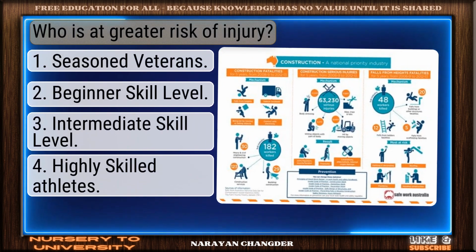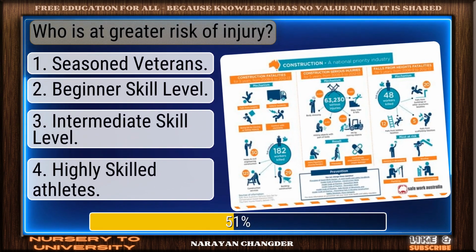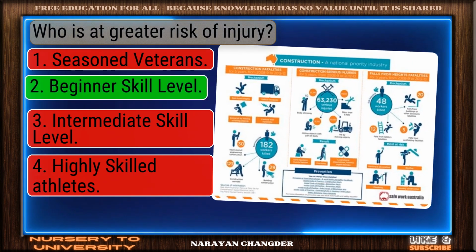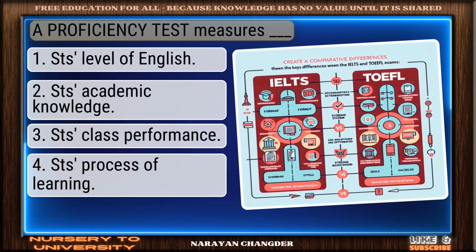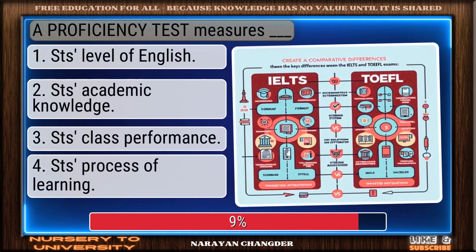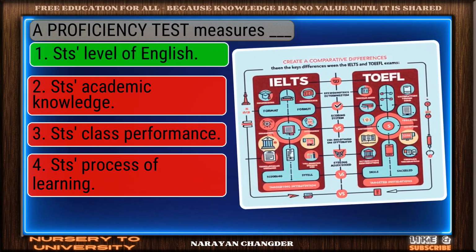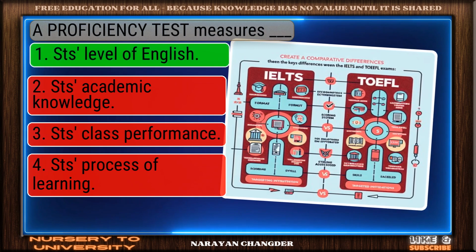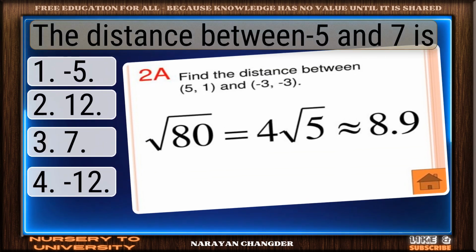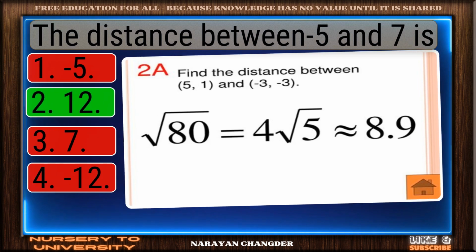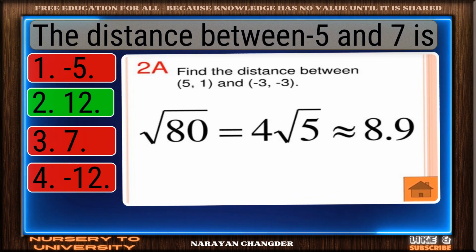Who is at greater risk of injury? You're right. Beginner skill level is the correct answer. A proficiency test measures dash. Nice selection. Student's level of English is the correct and valid answer. The distance between 5 and 7 is. Valid point. 12 is true.